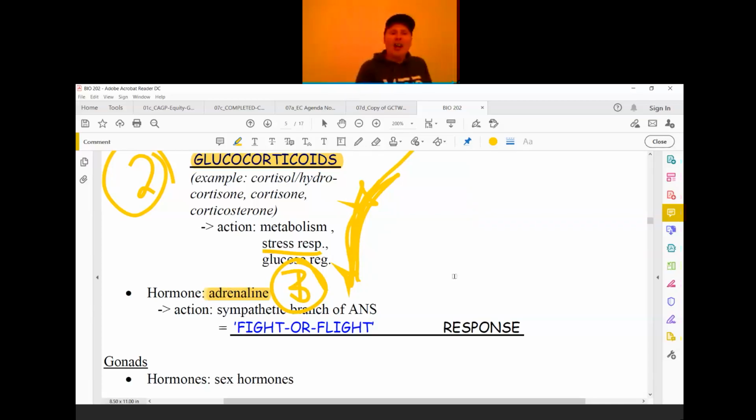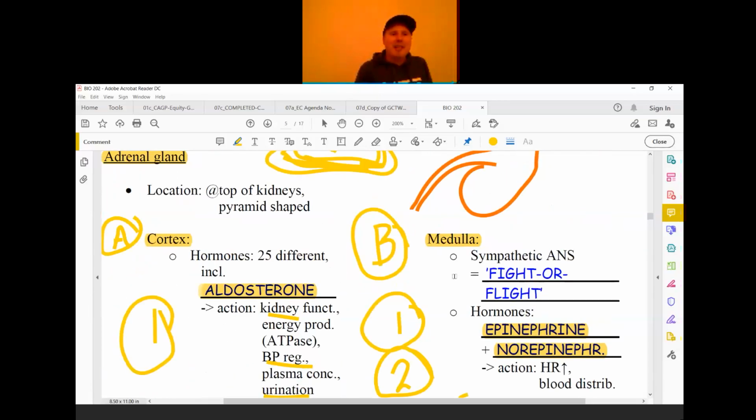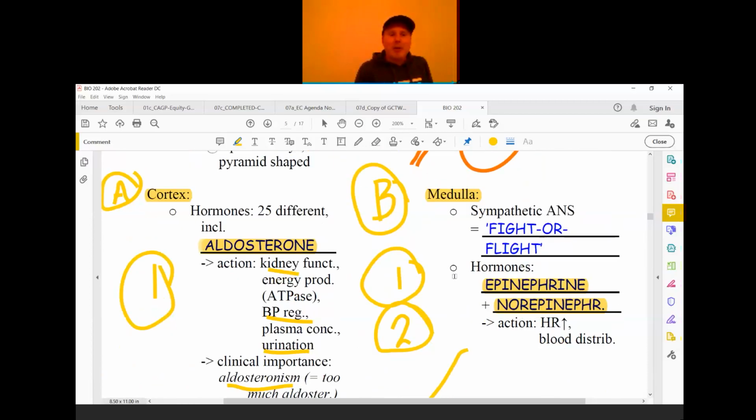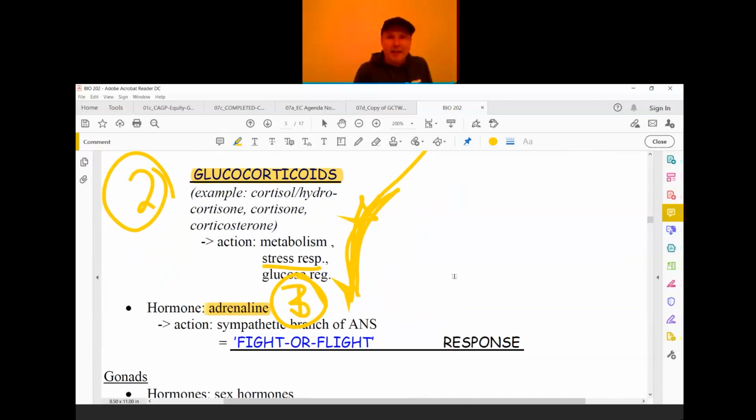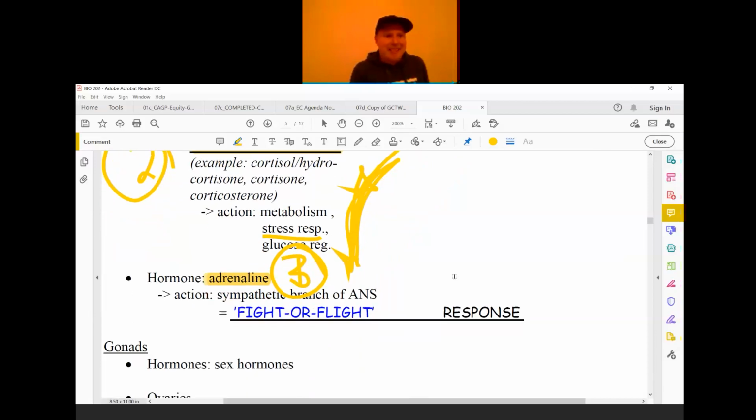So that's all I want to say about the adrenal gland and the cortex and medulla of the adrenal gland. I hope that makes sense.